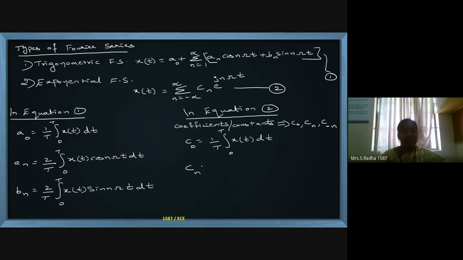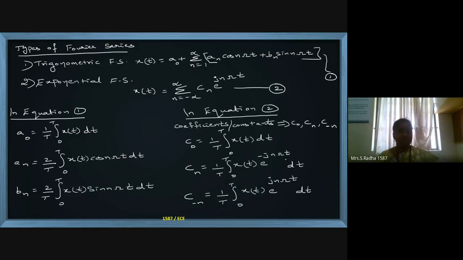If you want to calculate c plus n, it is 1 by T integration 0 to T x of t e power minus j n omega t dt. And if you want the c minus n coefficient, it is 1 by T integration 0 to T x of t e power plus j n omega t dt. This omega is the analog frequency; the digital frequency is a different notation. Here we are using analog frequency.